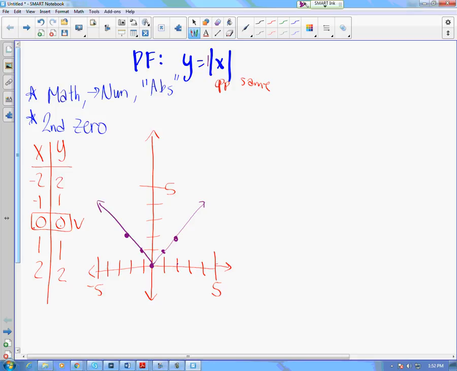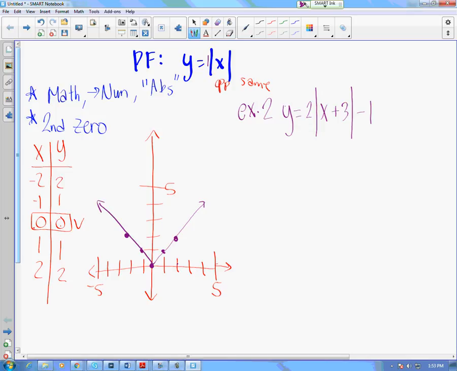Okay, next we're going to graph this on the same graph. One more problem. Y equals 2, absolute value, x plus 3, minus 1. That's the last one on the outside.